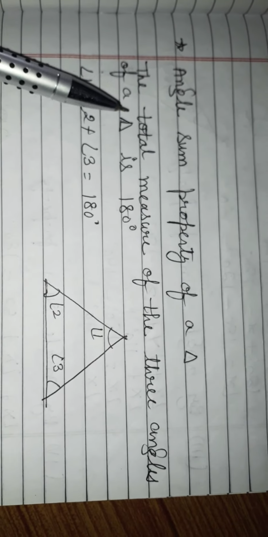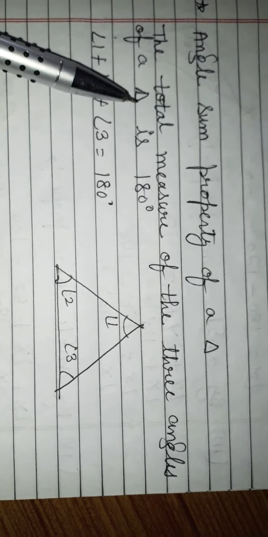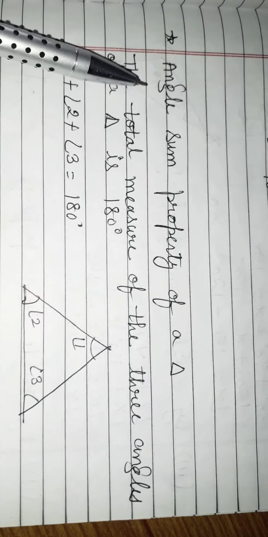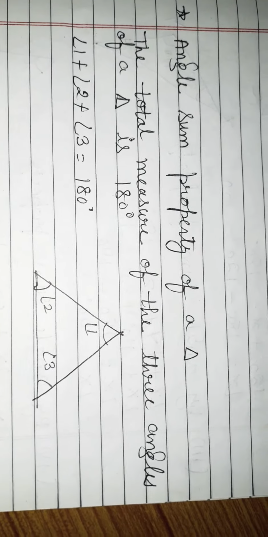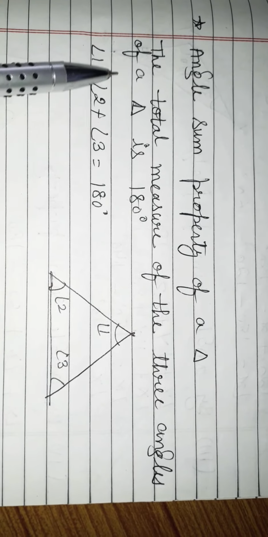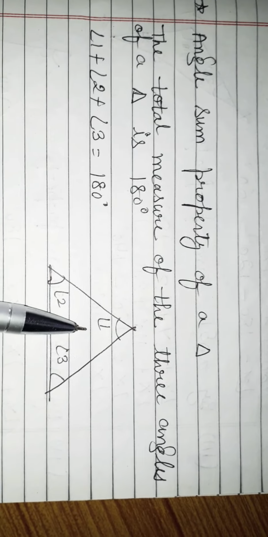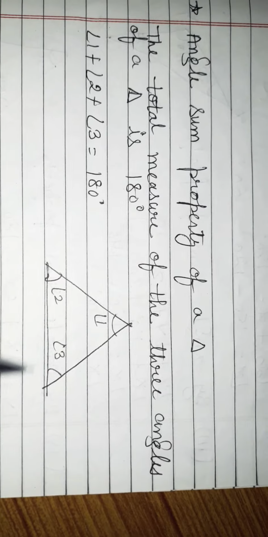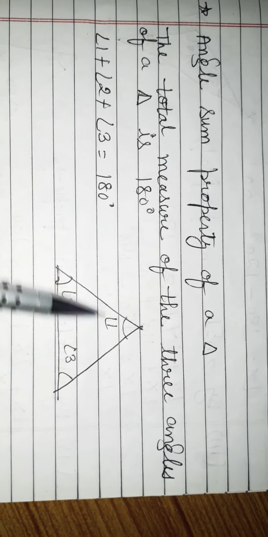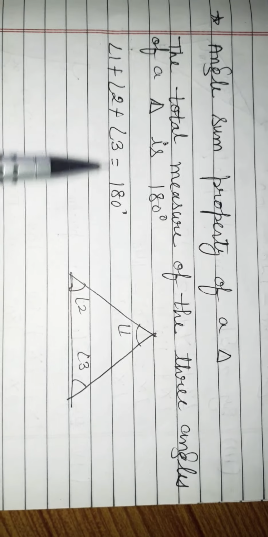Today I am going to start exercise 6.3. Before starting it, let's understand the angle sum property of a triangle. The angle sum property of a triangle is that the total measure of all three angles of a triangle will be 180 degree. मतलब the sum of all angles of a triangle will be equal to 180 degree. Angle 1 plus angle 2 plus angle 3 will be equal to 180 degree.